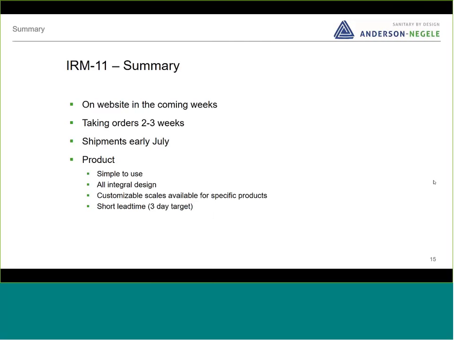So to summarize what we've got, we should be seeing the IRM up on the website within the next couple of weeks. Shortly following that, we will be able to take orders. In the next 2 to 3 weeks, we should have it in our system so that we can start entering orders, and we expect to have shipments in early July. That's the current plan.